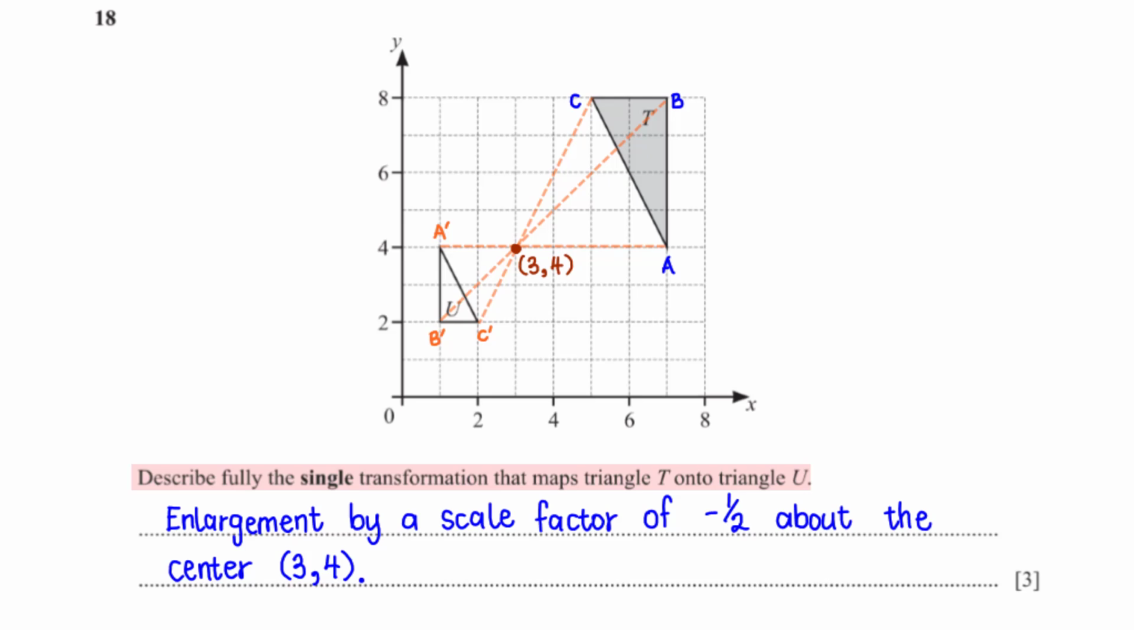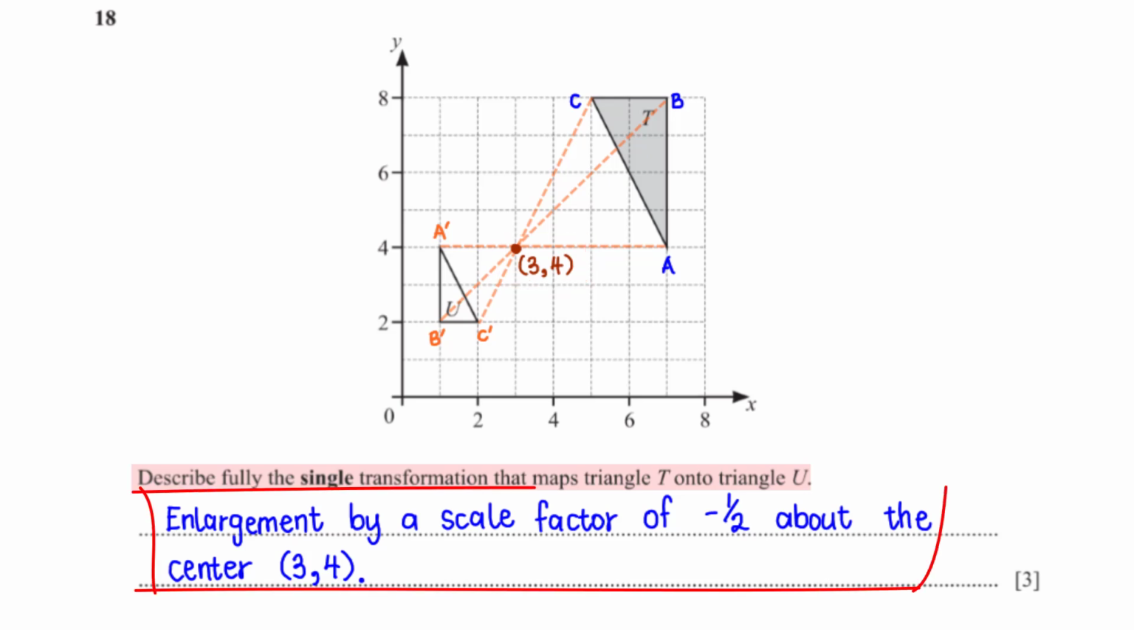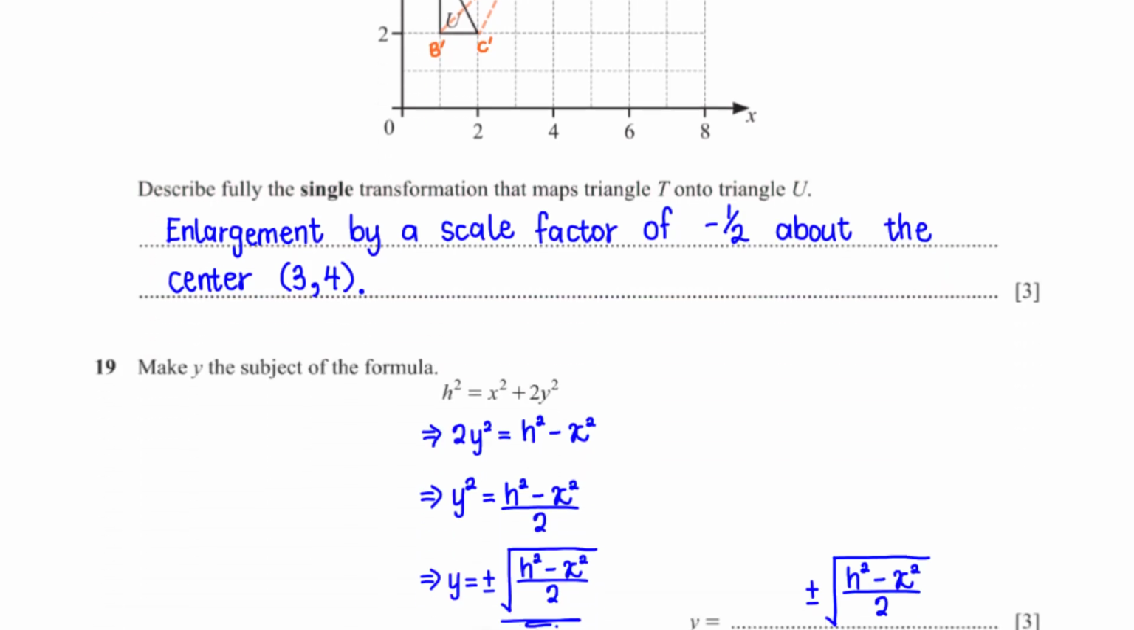Now we need to find the center of enlargement, and we can do this by connecting at least two corresponding points on both triangles. When we do this, we get the center of enlargement as (3, 4). And so the full description here is enlargement by a scale factor of negative half about the center (3, 4).